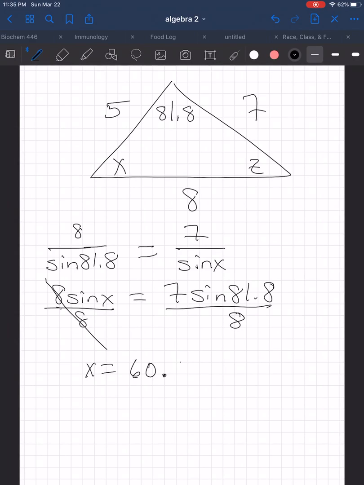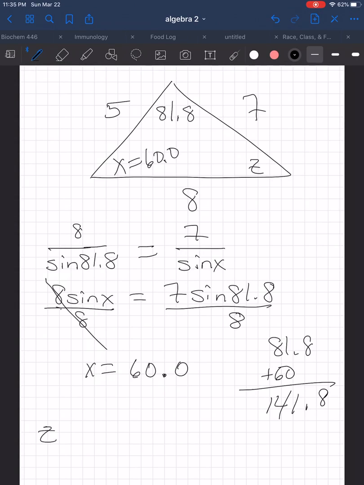60.0. So x equals 60.0. And once I have those two angles, what do we need to do to find z? Do we need to use trig? No. We know two angles of the triangle. Add them together. 81.8 plus 60.